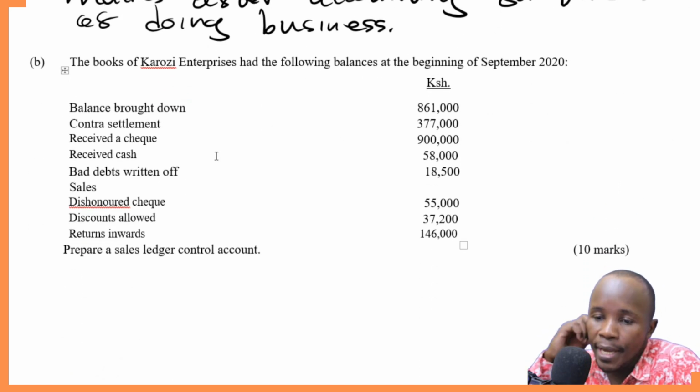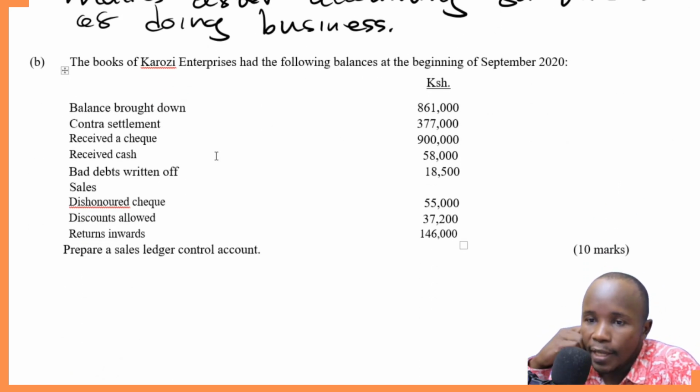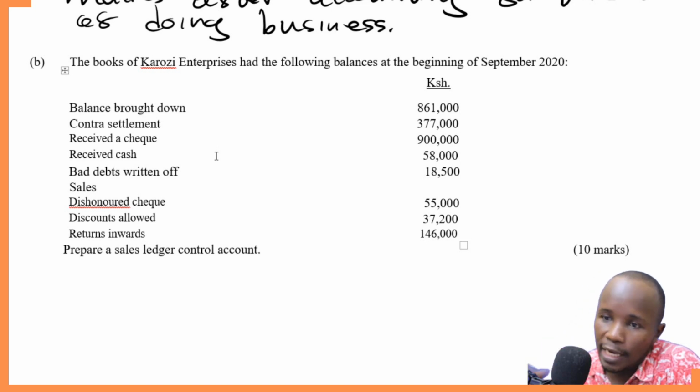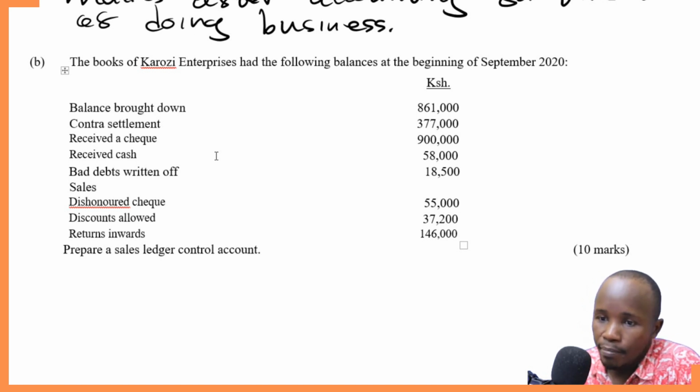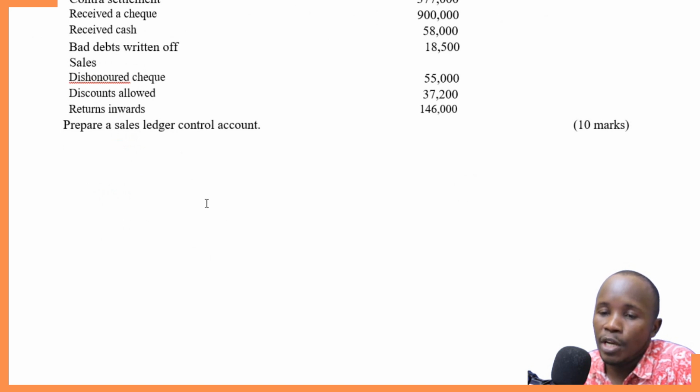When you go to part B, you are told that the books of Karonzi Enterprises had the following balances at the beginning of September 2020. There is balance brought down, contra settlement, received a check, received cash, bad debts written off, sales, dishonored check, discount allowed, returns inwards. Here you are told to prepare a sales ledger control account.